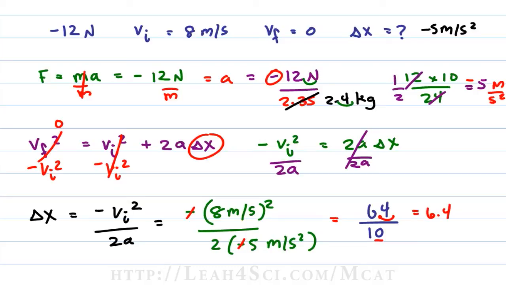Now let's take a look at the units. Meters per second squared means that we have meters per second over meters per second. So let's distribute that into the equation. The seconds squared cancel, and for the meters squared, we only cancel 1 because we only have 1 meter in the denominator, which leaves me with a final unit of meters, which is correct for a delta x calculation.